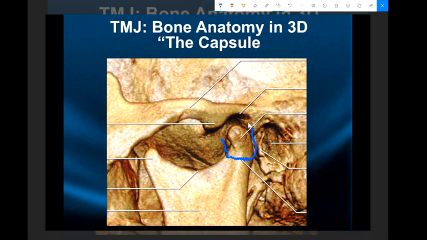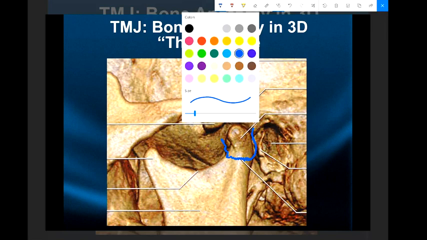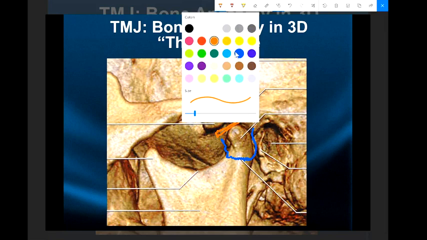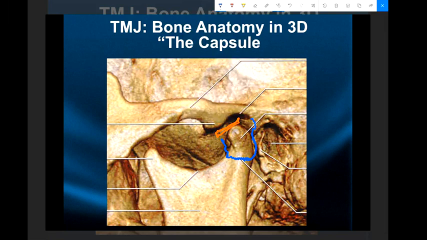That capsule is then going to be divided into an upper and a lower compartment. Let's pick a nice color that we can see by the meniscus. So here's our meniscus. It'll be ensconced in this capsule in blue. So we're going to have capsular tissue that continues on up. This is all going to be capsule here. There'll be more capsule here. And you'll have the upper compartment here and the lower compartment down here.